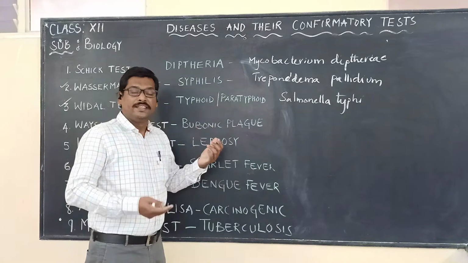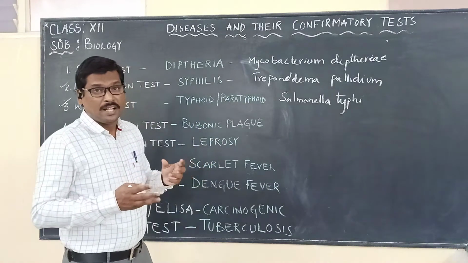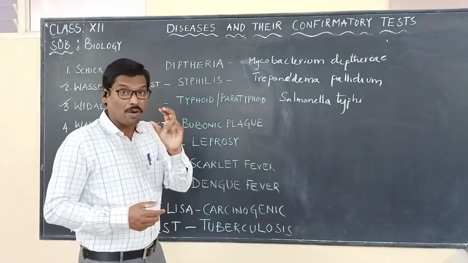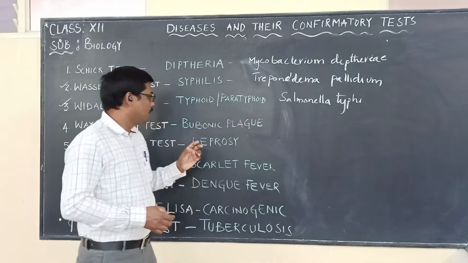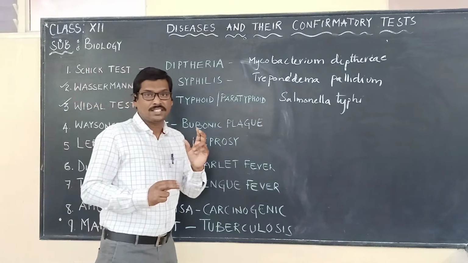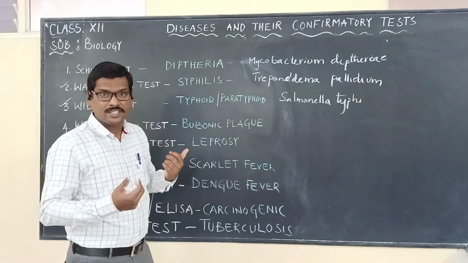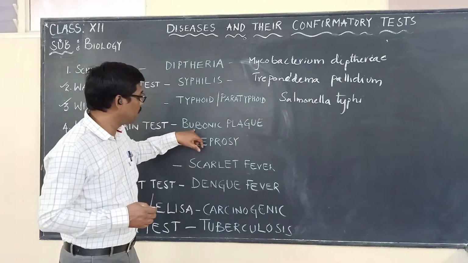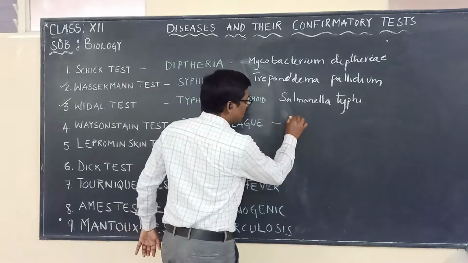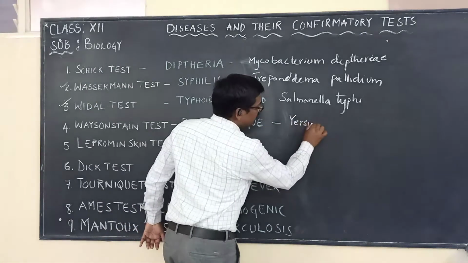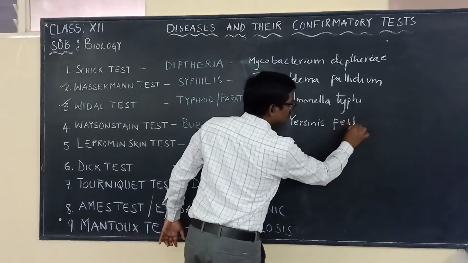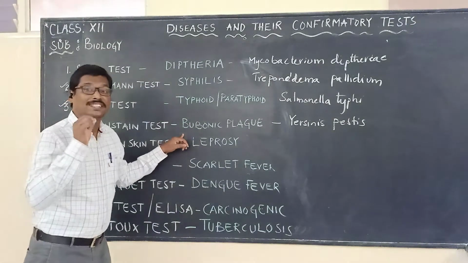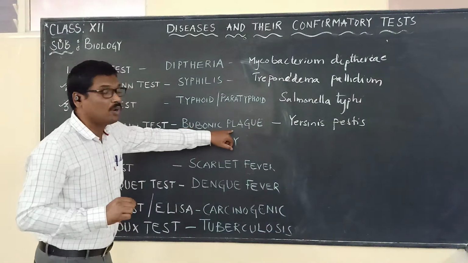In bubonic plague, people suffer with large lymph nodes, almost the size of a chick's egg. The lymph nodes will be enlarged, especially in the neck region, in the groin region, or in the armpits. These lymph nodes will be swollen. That is called bubonic plague, and this is caused by Yersinia pestis. Yersinia pestis is the organism which is causing this disease.